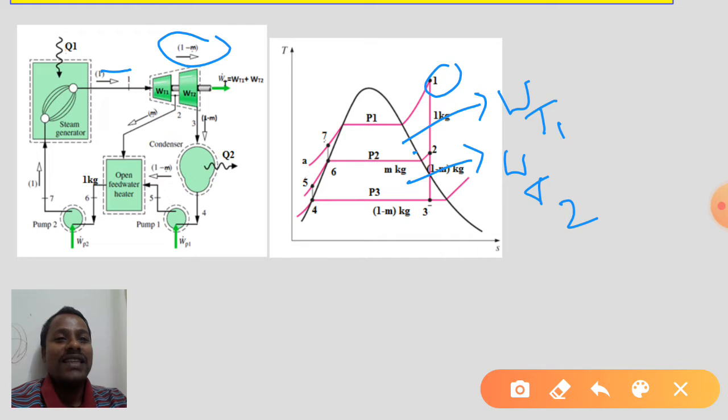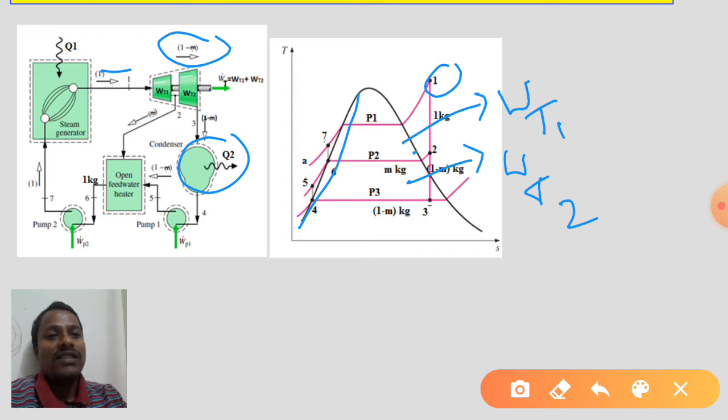After 3 the working fluid, that is steam, enters the condenser, wherein the pressure is P3 and the mass of the steam is 1 minus m kg. It undergoes condensation at constant pressure by rejecting Q2 amount of heat energy into the atmosphere. Then the condensate at state 4 comes out, but it is saturated liquid, so that's the reason state 4 is represented on the saturated liquid line.